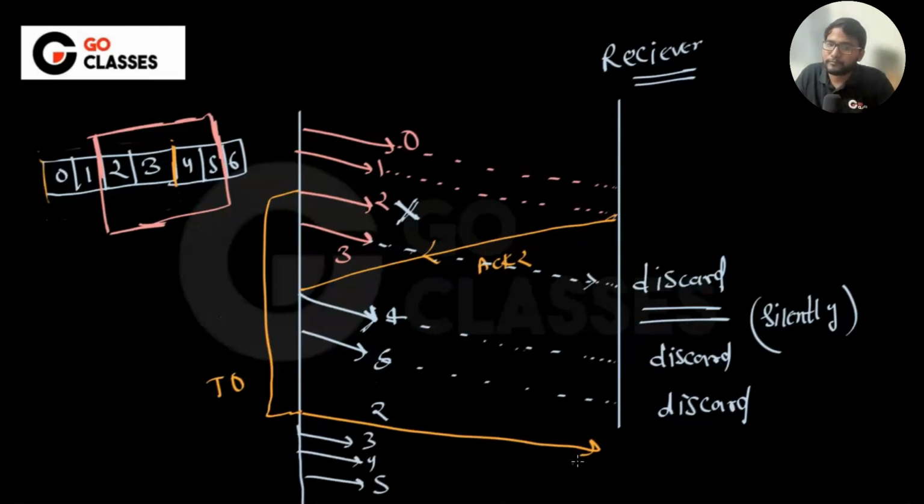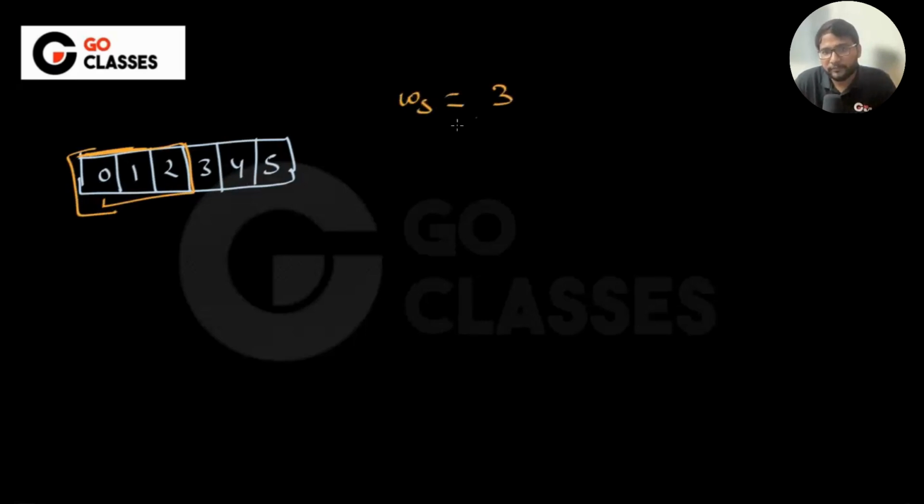Okay, cool. Now, you tell me one thing. Suppose this is 0, 1, 2, 3, 4, 5. Suppose this is your window, 0, 1, 2, 3, 4. Suppose the window is having just 3 packets at once, which means the window size is 3. I'm telling you the sequence of events.